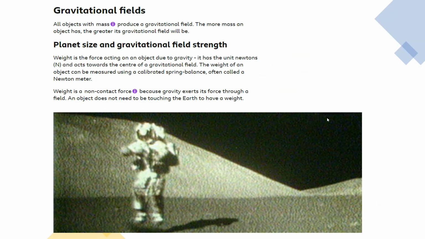Gravitational field. What is a gravitational field? All objects with mass produce a gravitational field. Anything in the world which has mass will try to exert a force of attraction toward that object. The greater the mass, the greater the gravitational field. So any object which has mass will try to attract anything coming in the vicinity of that object.